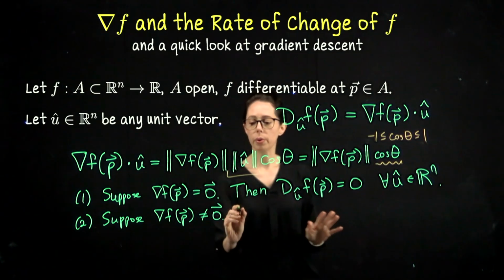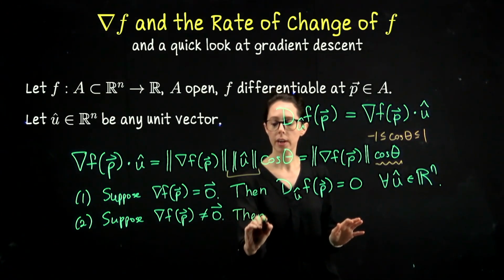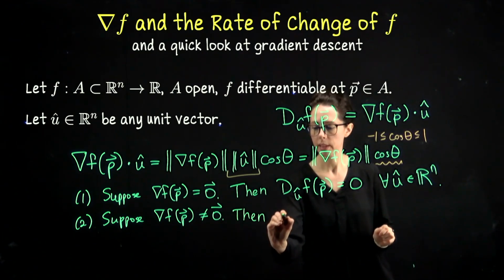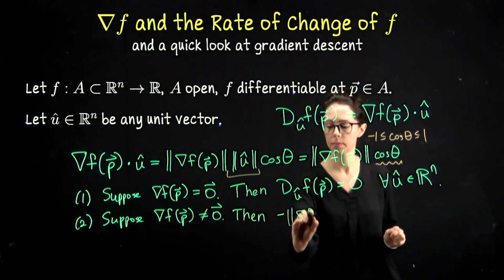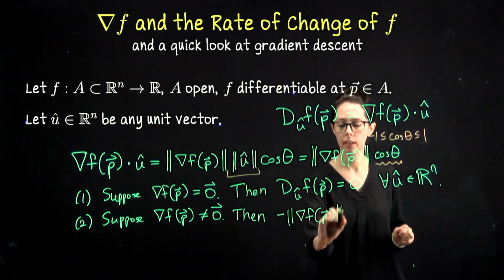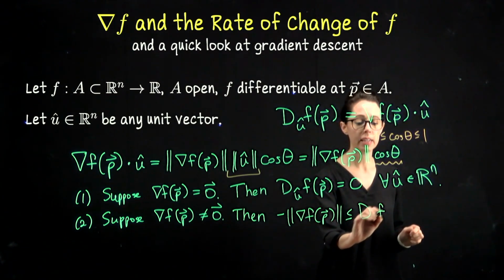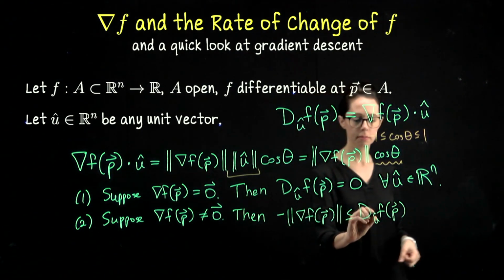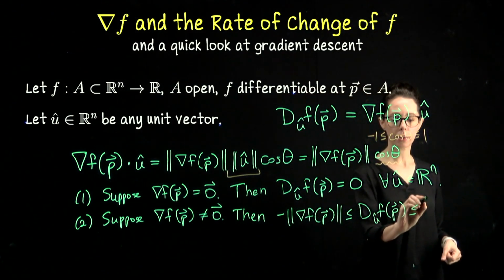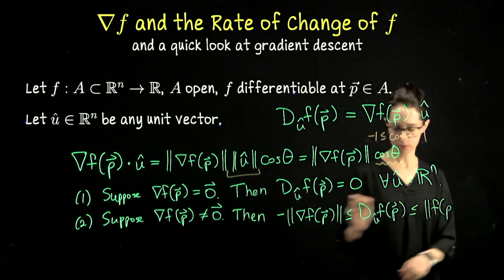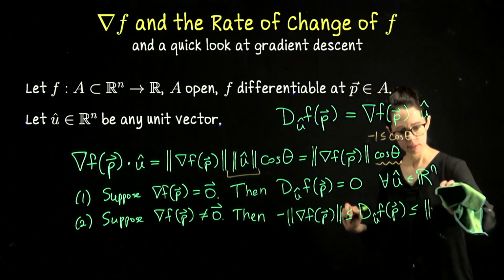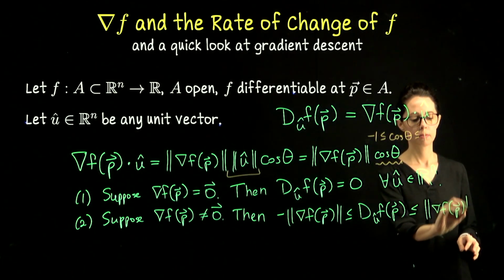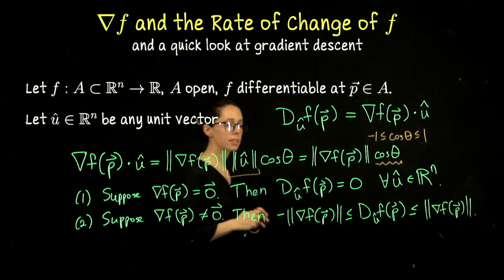So for all u, we can bound the directional derivative between two very specific numbers. So -1 times the length of the gradient is less than or equal to any directional derivative for f at p, in any sense of direction, is less than or equal to 1 times the length of the gradient.